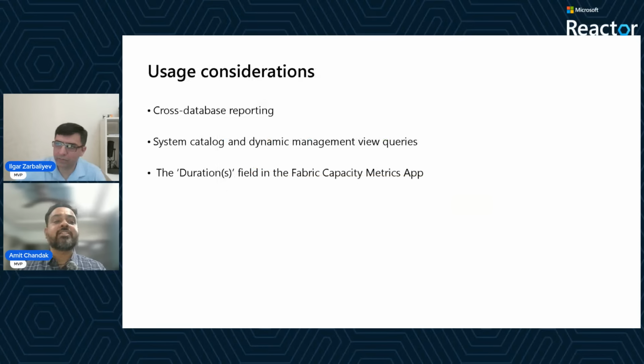What are the considerations we should use? Cross database querying is reported against the resource initiating the T-SQL query, joining the multiple warehouse or the warehouse and the SQL Analytics endpoint. System catalog and dynamic management view queries are billable. The durations in the field in Fabric metric capacity app reflecting statement execution time is information and does not include full result rendering time of web and client application.